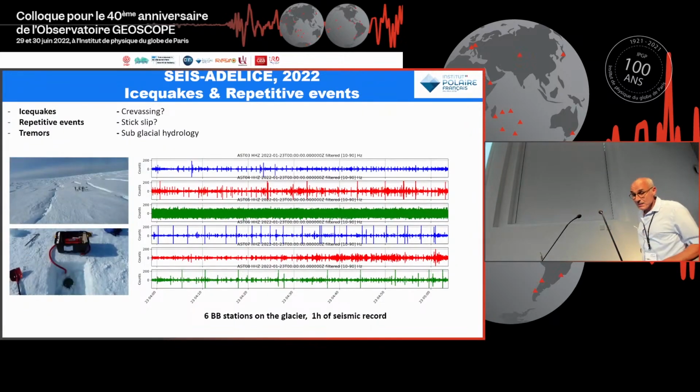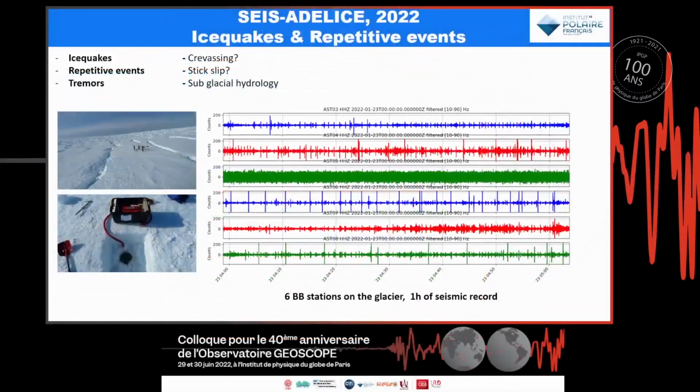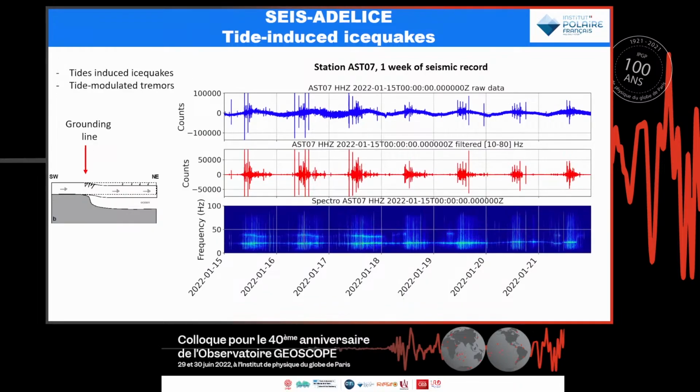So the data are extremely rich, particularly because here we have an example of 1 hour of record on the grounding line, at a station on the grounding line of the glacier. We record numbers of events induced by crevassing, repetitive events like these little tiny events, probably linked to stick-slip displacement either on the base of the glacier or on the lateral faults, and numbers of tremors that illustrate probably some subglacial hydrology. We also clearly record the tide-induced ice quakes.